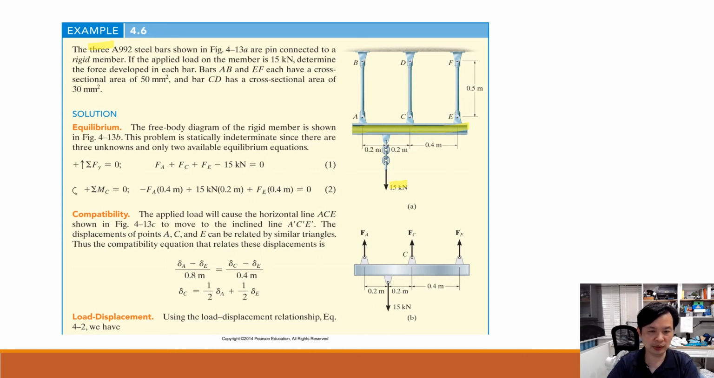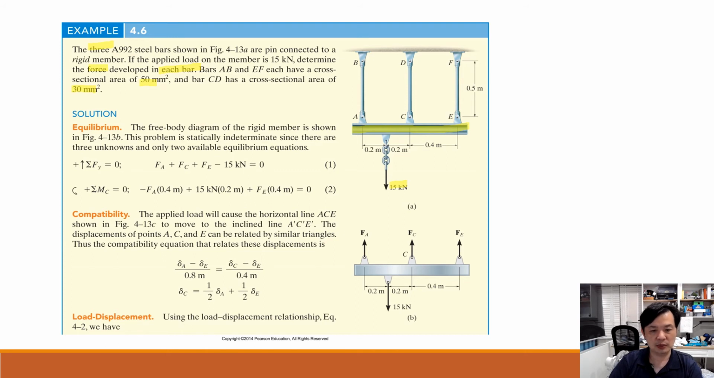So once we know this, and we use the equation for them, then we'd like to determine the force developed in each bar. Okay, that's the final result we'd like to derive. And also the question told us that AB and EF, these two parts, have a cross section of 50, and CD in the middle has a smaller cross section, about 30 millimeters square.